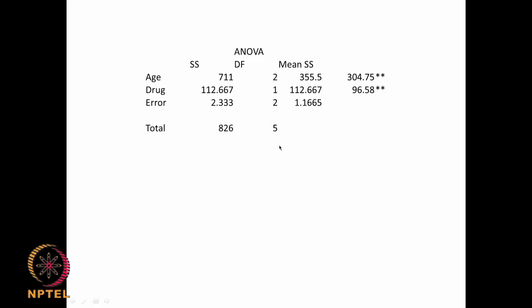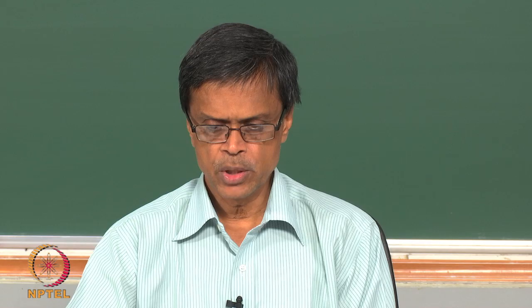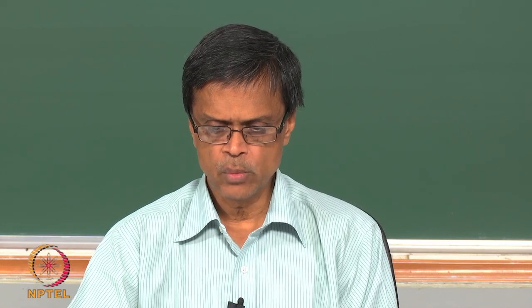Now total is 6 data points, so degrees of freedom is 5. There are 3 ages, so degrees of freedom is 3 minus 1. There are 2 drugs, so you get 1. So error is 5 minus 2 minus 1, that comes to 2. So mean sum of squares: 711 by 2, drug is 112 divided by 1, error is 2.33 divided by 2, 1.16. Now for age, F is 355 divided by 1.1, for drug 112 divided by 196.